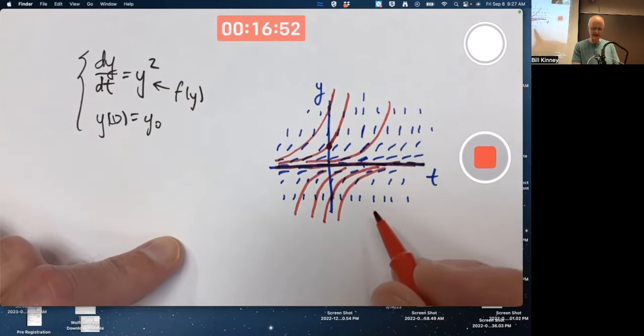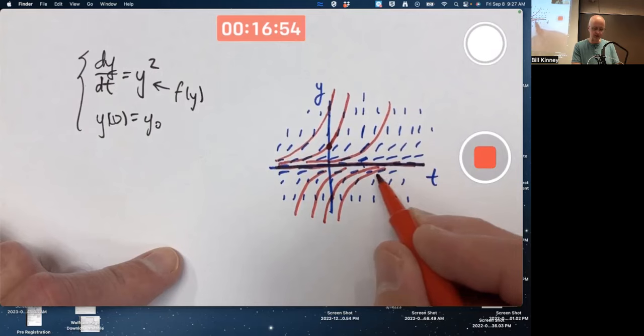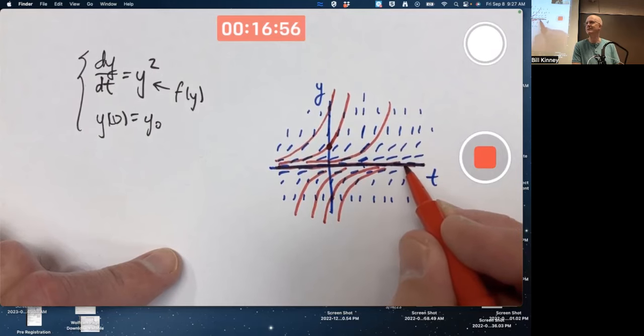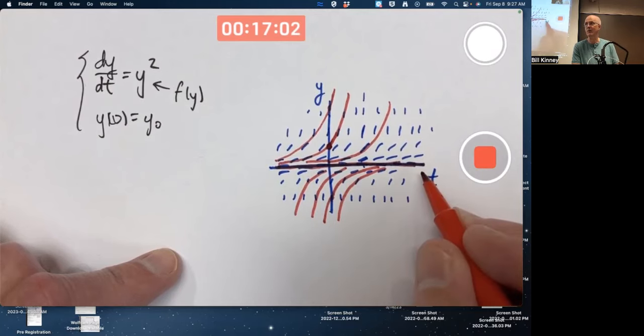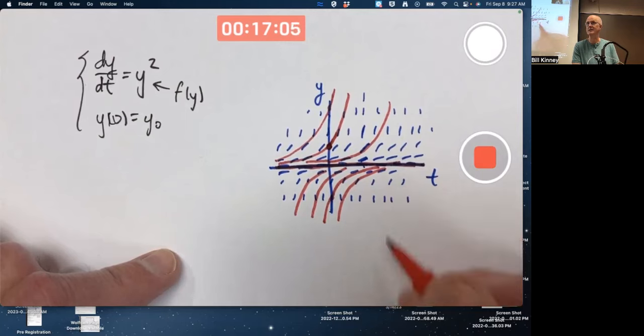You might wonder, is it really going to be a horizontal asymptote here for one of these? Or could it possibly touch the t-axis? We're going to see next week that it can't possibly touch the t-axis. It does have to be a horizontal asymptote that doesn't touch the t-axis. But that's a question you might have in your mind.